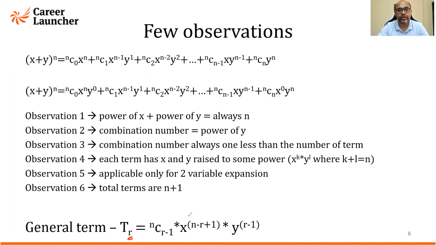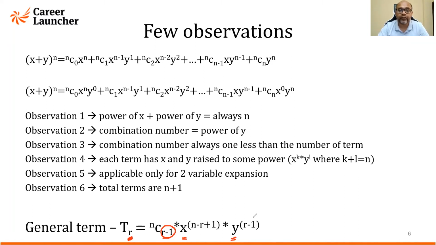Which observation am I going to use? I will use observation number 3. If I want the rth term, then this number r minus 1 should be 1 less than r. That is why it is r minus 1. And I know that I will have x and y powers, right? Definitely x and y should be there.